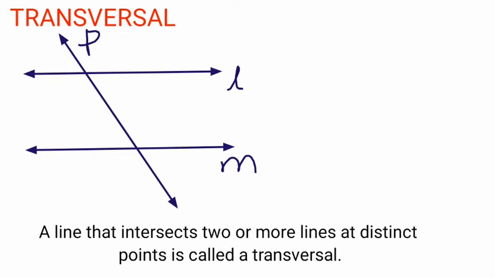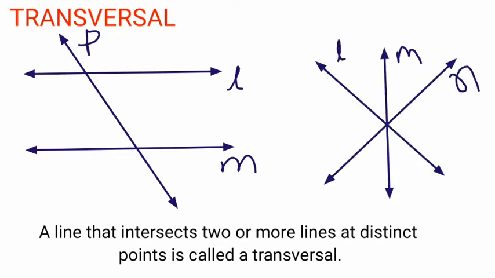Let us take another example. Here in this diagram there are three lines L, M and N, but all these lines intersect each other at a single point, so there is no transversal. A line can be a transversal of two or more other lines if there are distinct points at which it intersects the other lines.